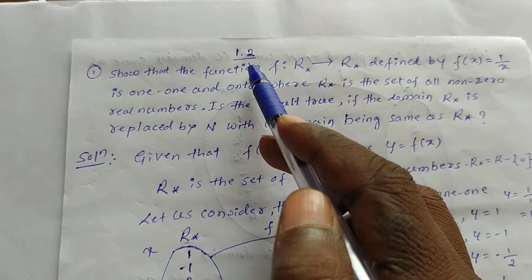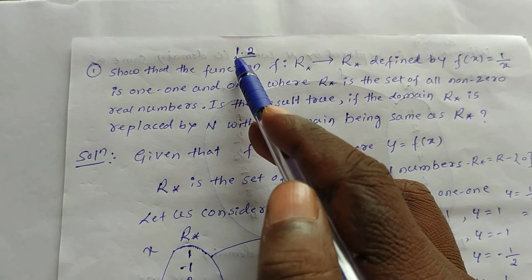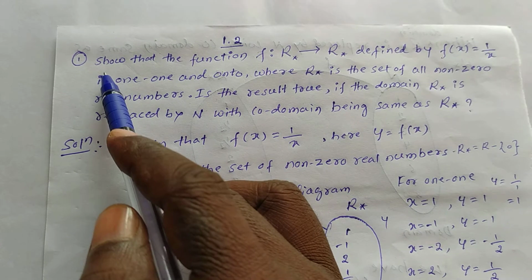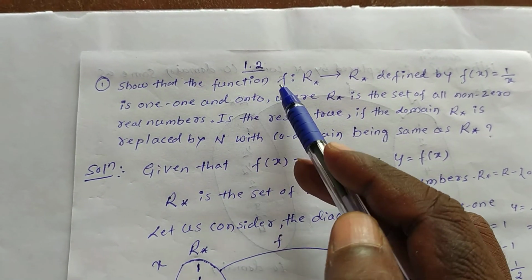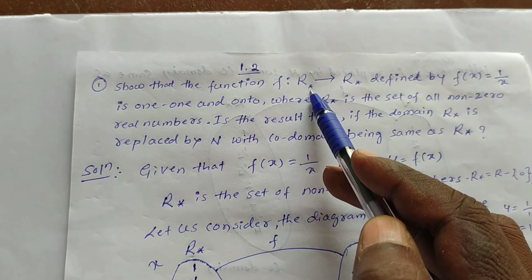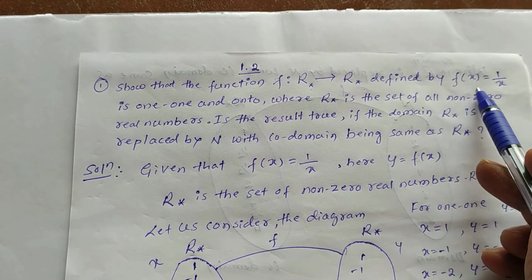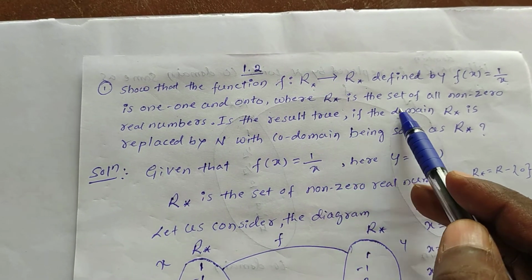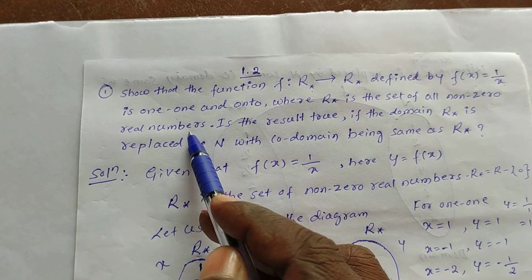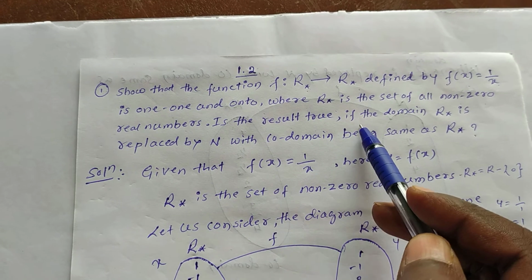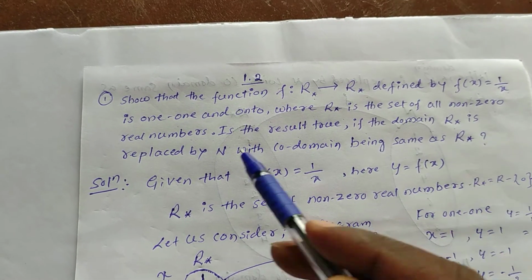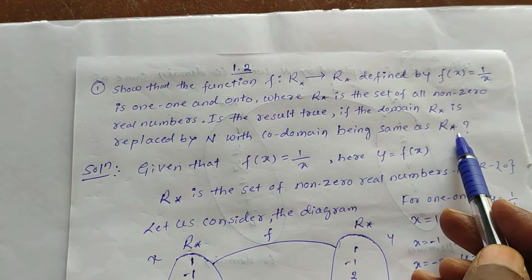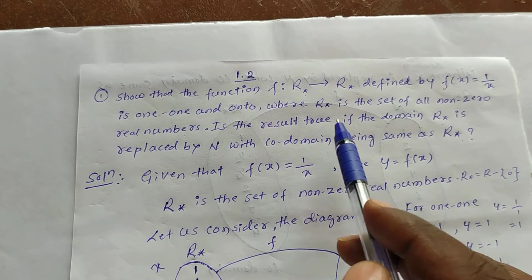Dear students, in this video I am going to solve exercise 1.2. In the first question, show that the function from R star to R star defined by f of x equals 1 by x is one-one and onto, where R star is the set of all non-zero real numbers. Is the result true if the domain R star is replaced by N with the codomain being the same as R star? So here the problem is like this.